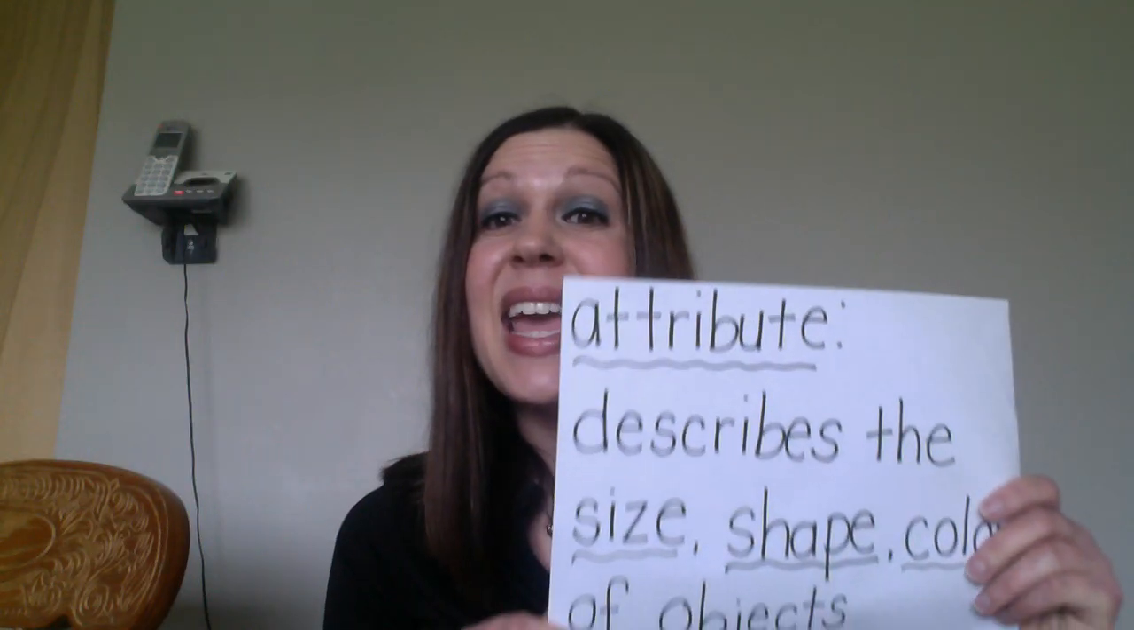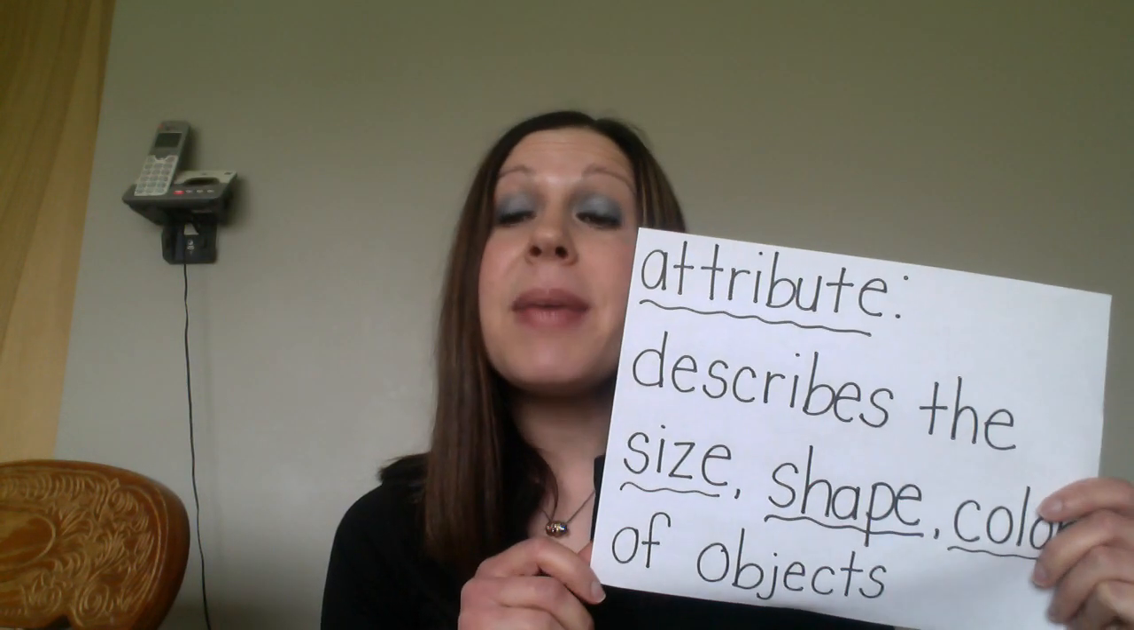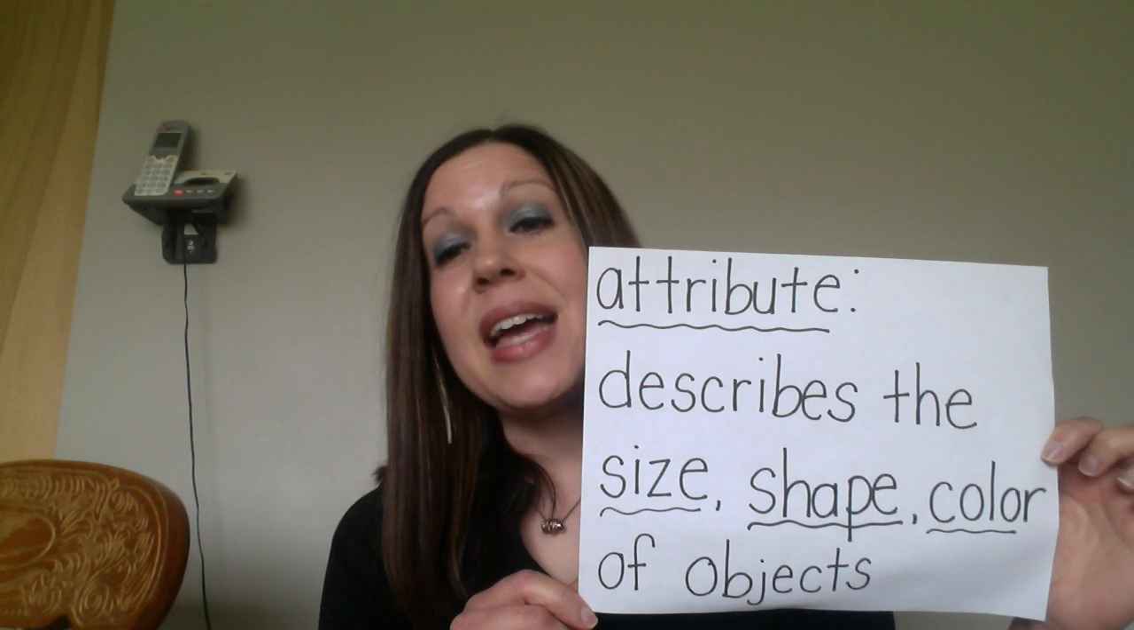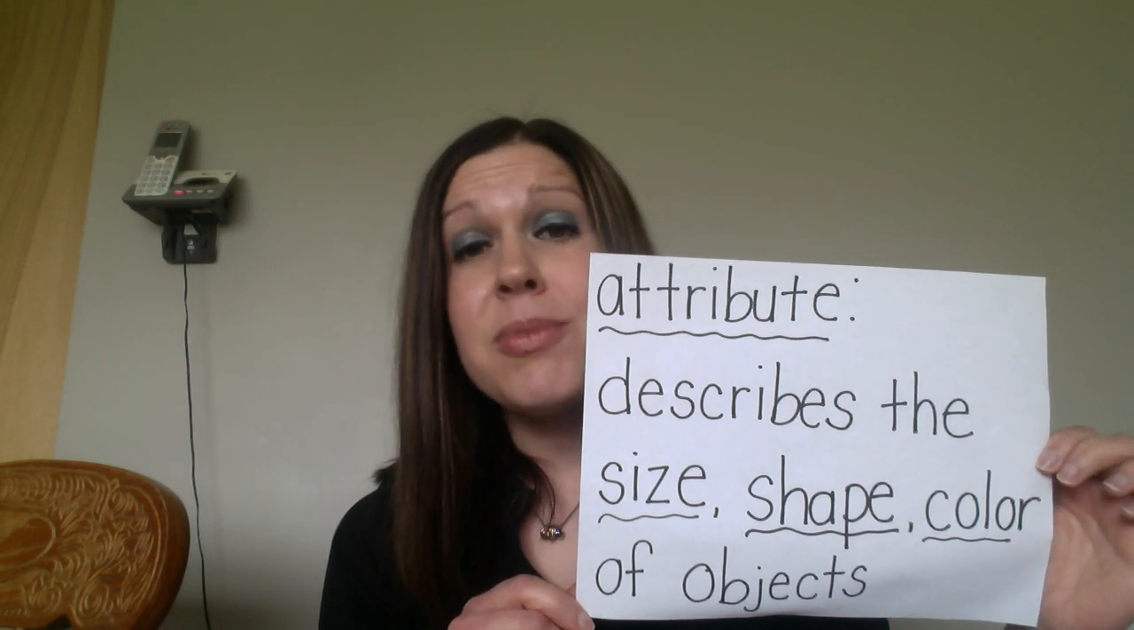So before we start talking about what is my rule, I want to introduce a vocabulary word to you. And it's a word that you're going to hear me talk about in this lesson and some of your other teachers in upcoming lessons. So this word is attribute. An attribute describes the size, shape, color of objects. An attribute. It describes the size, shape, and color of objects. Okay, so here we go.